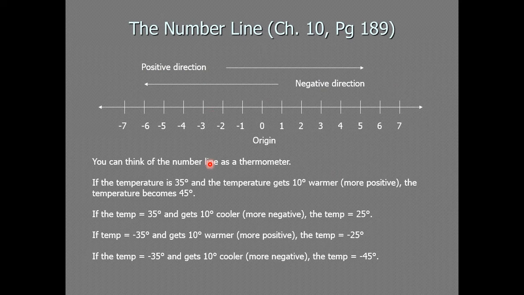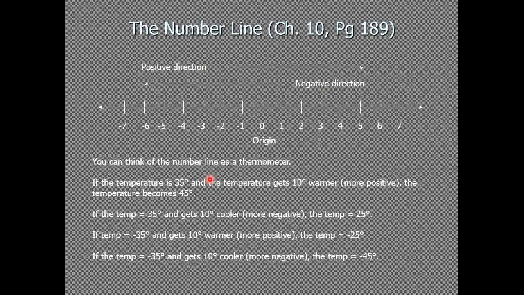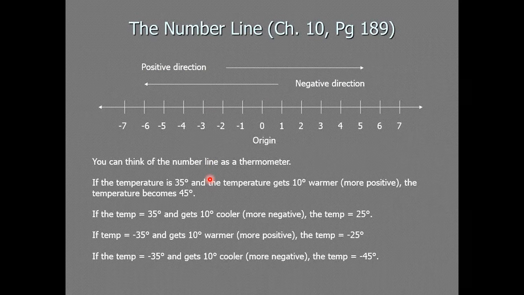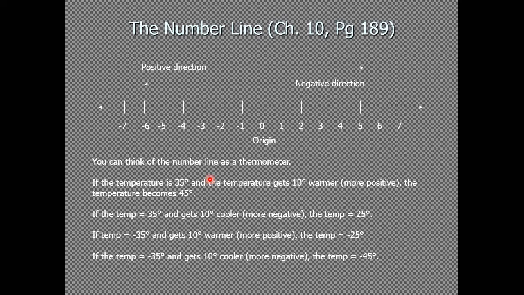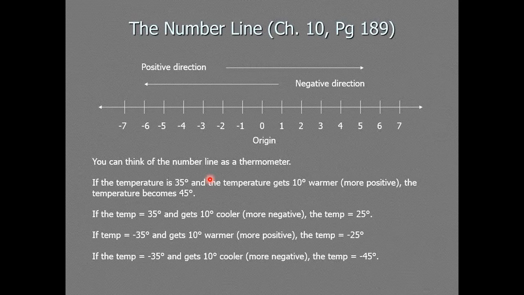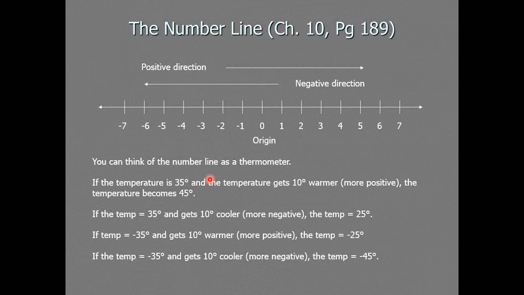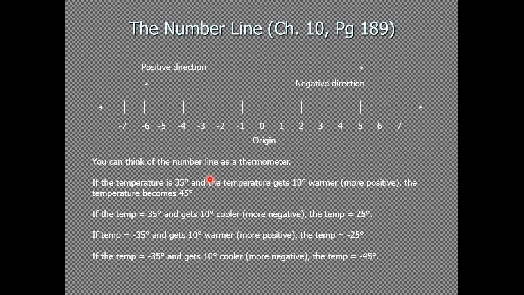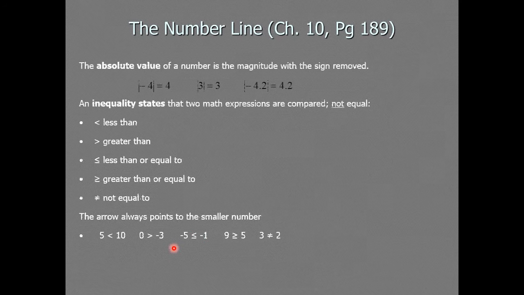So you can think of a number line as a thermometer. Let's say the temperature is 35 and the temperature gets 10 degrees warmer, meaning positive, then you go in the right direction, and the temperature becomes 45, right? And if you want to get cooler, go in the negative direction, and the temperature becomes 25, something like this, right?